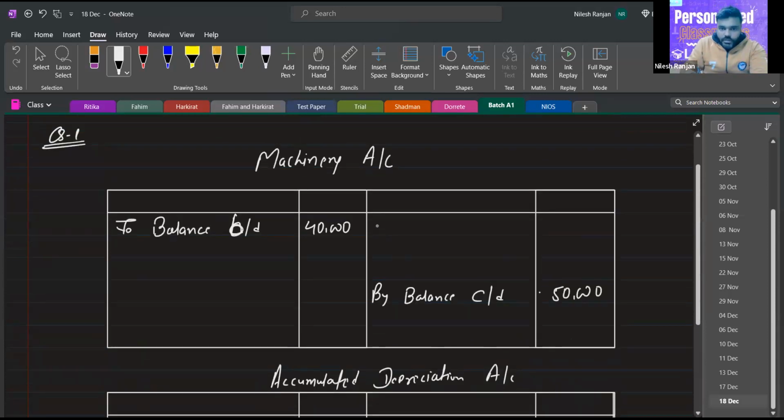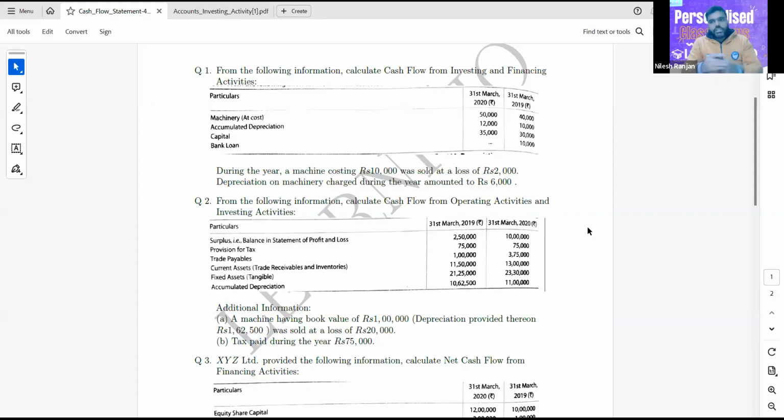So we will write it here by accumulated depreciation account 4,000. Now, if the machine was costing 10,000 and we have charged total depreciation on that machine of 4,000, how much balance do we have? So 6,000. And we have sold this machine at a loss of 2,000. Means at which price? So 4,000. Very good.